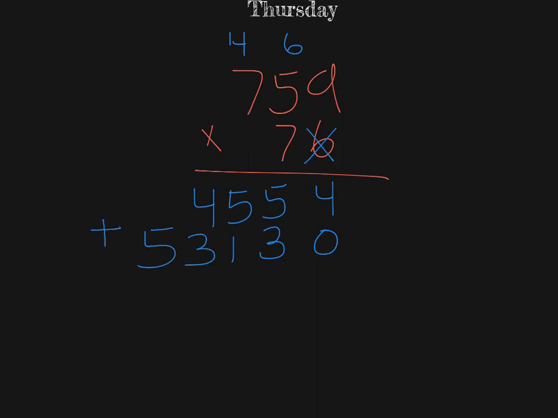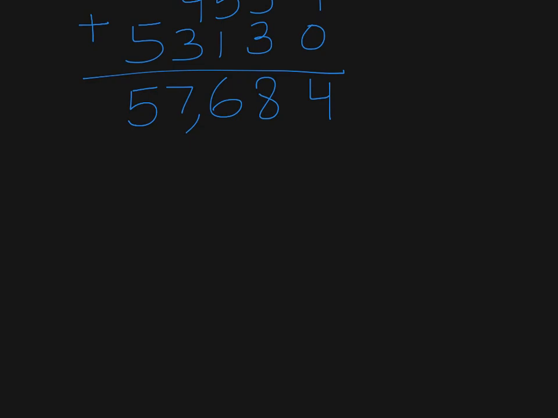Add these two partial products together. 4 plus 0 makes 4. 5 plus 3 makes 8. 5 plus 1 makes 6. 3 plus 4 makes 7. And the 5 is by himself. Put a comma in the right spot. And our product is going to be 57,684. Moving along to division.